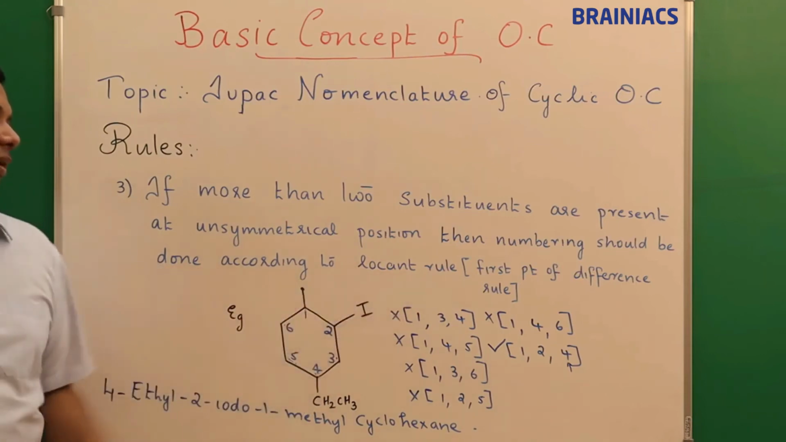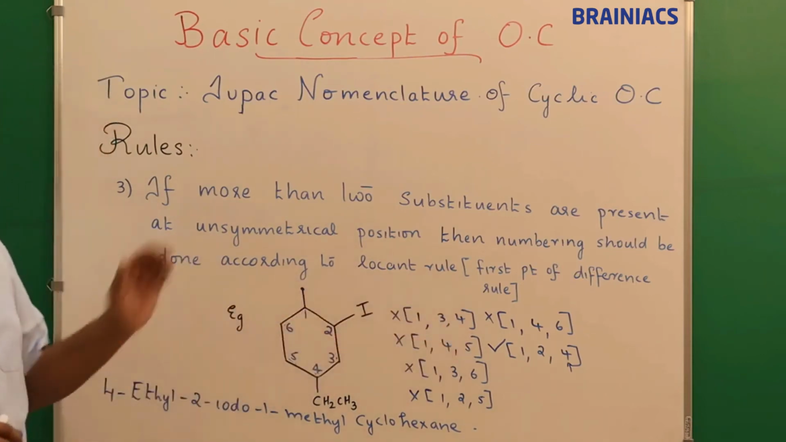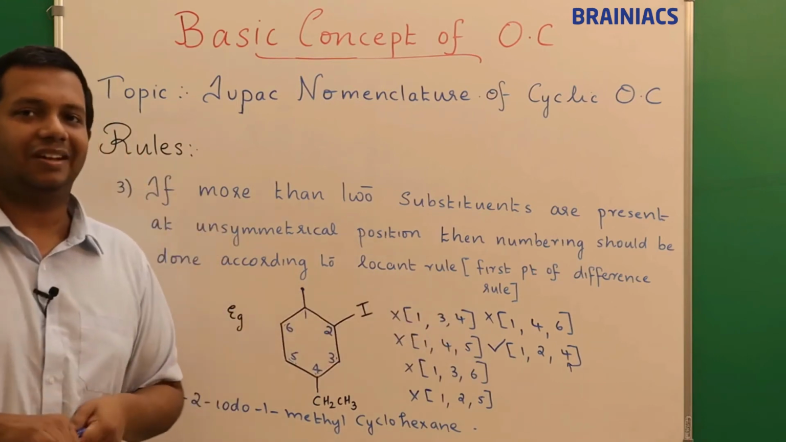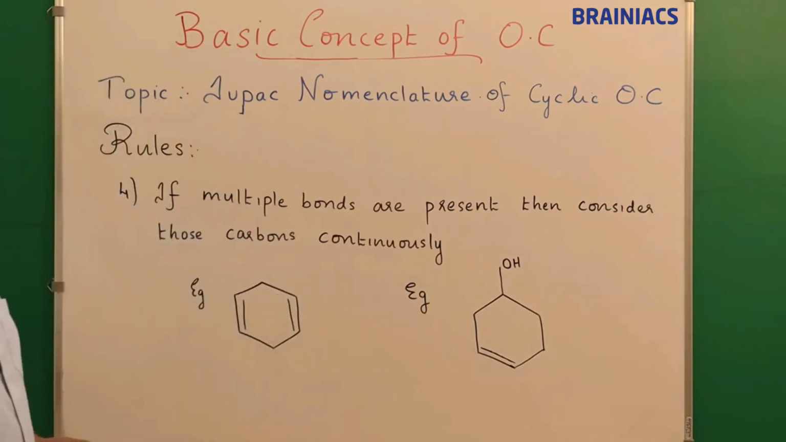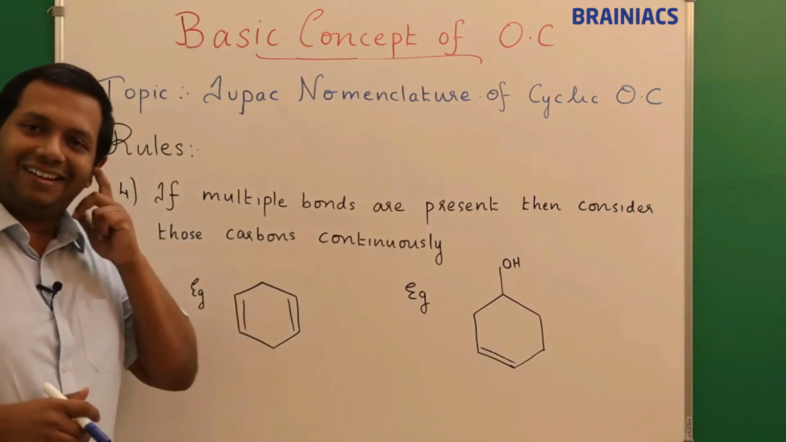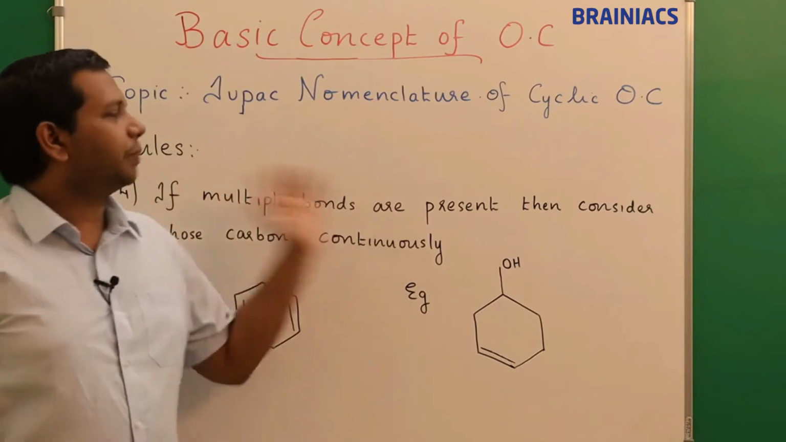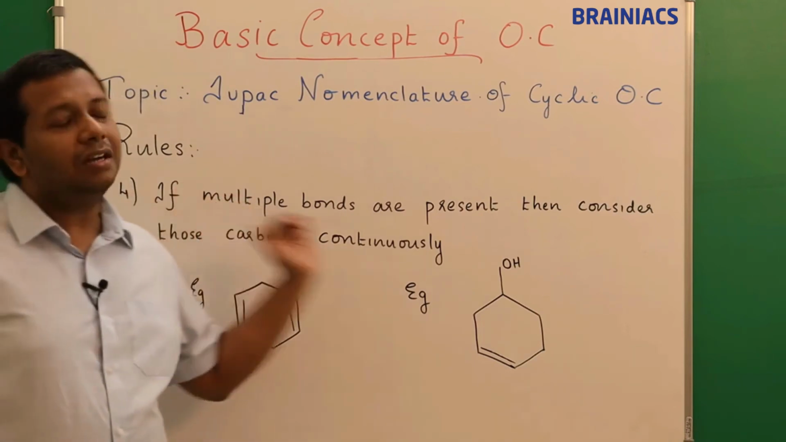You understood the numbering. That is very important. How you are identifying the correct locant set. If you understood this perfectly, then you can do all questions in this one. Okay, so here we will go to rule number 4. Rule number 4 is a little bit interesting. If multiple bonds are present, then consider those carbons continuously.